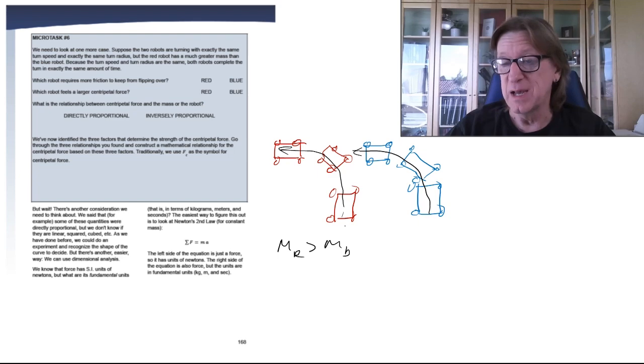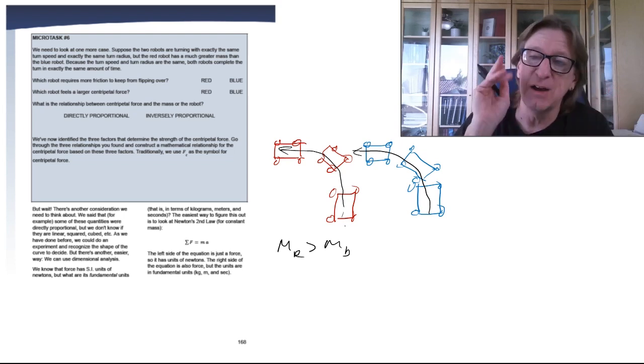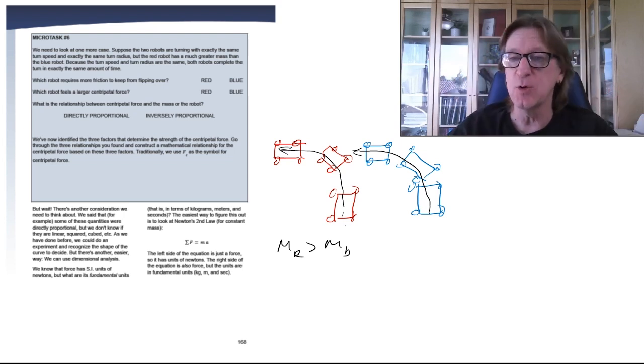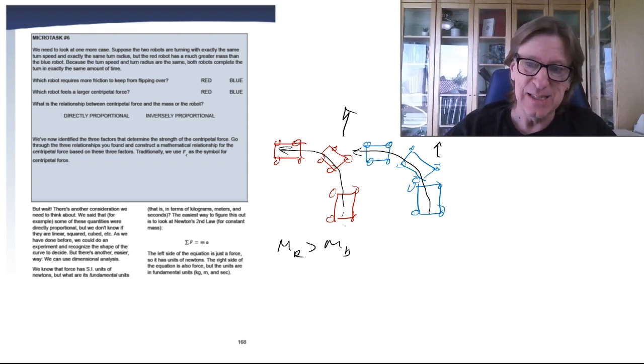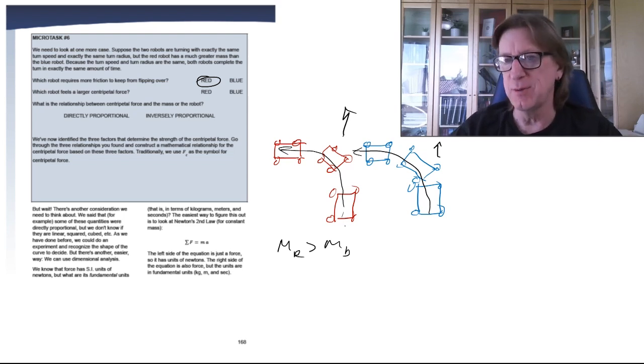Well, the heavier mass, right? If you think about it, that's just inertia. I've got this big heavy mass moving forward. If I try to turn it, I've got more inertia trying to keep me going forward with the red robot than I do with the blue robot. Therefore, it's going to take more force to act against that robot, to act against that moment of inertia. So the red robot then is going to require more friction to keep from flipping over.